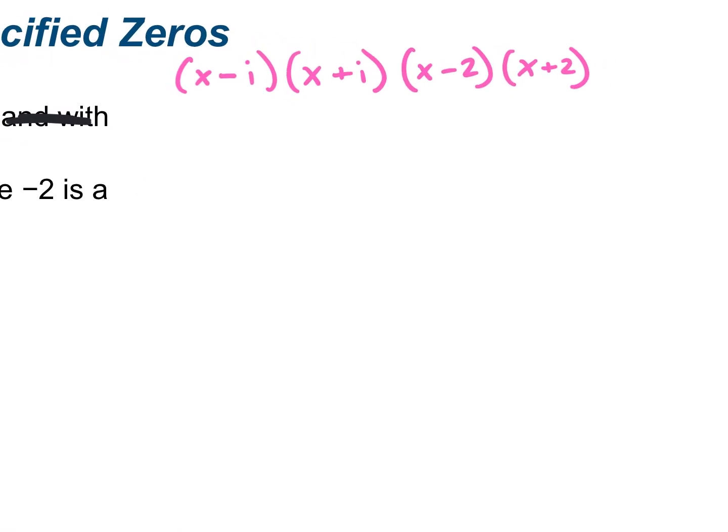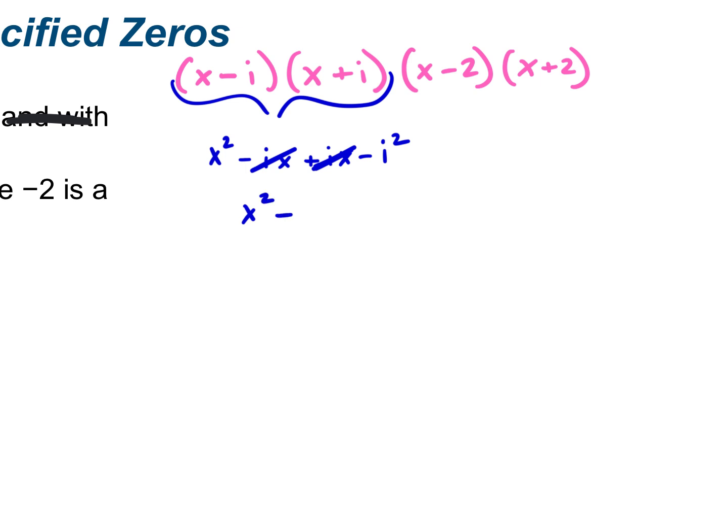So we're going to FOIL all of these together. Now when we FOIL, we just want to do 2 at a time. So we always start with the pair if you have i's, multiply those two together first. This would be x squared minus ix plus ix minus i squared. The i times x's will cancel in the middle. So we have x squared minus i squared.